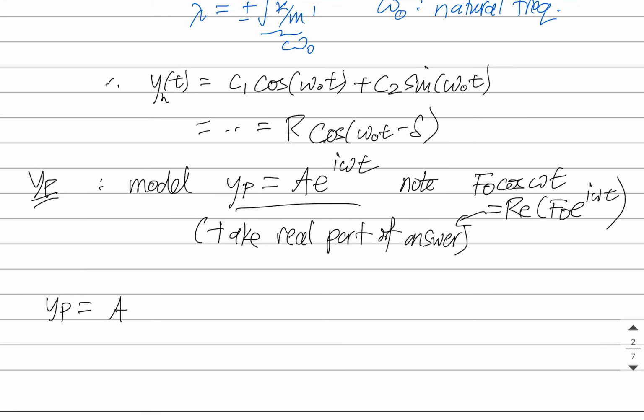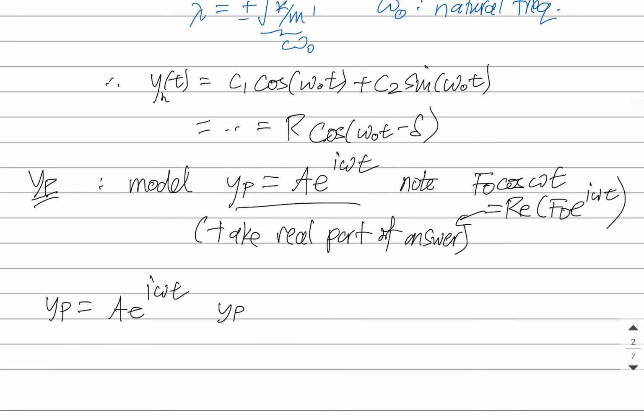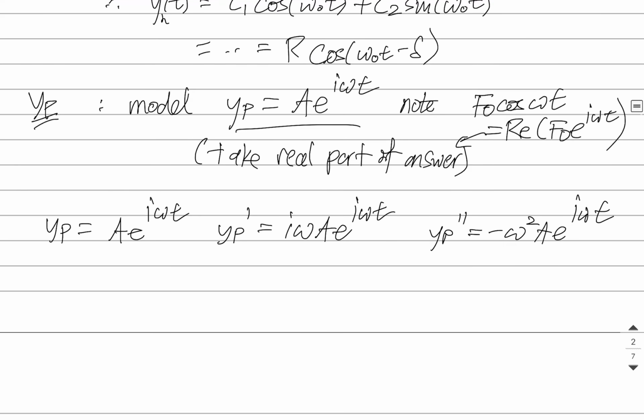y p is A e to the i omega t. We need the derivative, so that'll be i omega A e to the i omega t, and y p double prime is going to be negative omega squared A e to the i omega t. Remember, when you've got two factors of i multiplying together, they multiply to give you a negative 1.